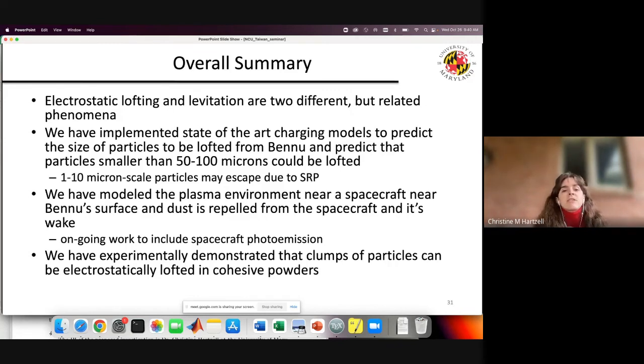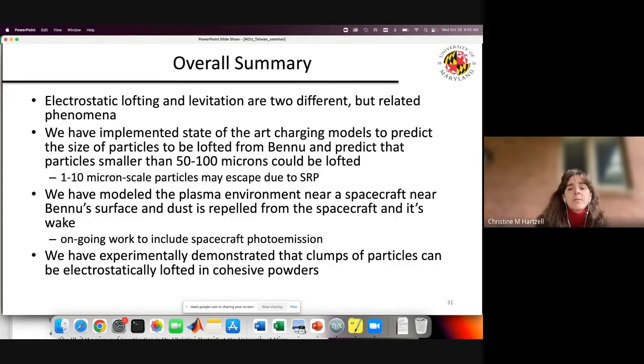Electrostatic lofting and levitation are two different but related phenomena. Lofting is the detachment of the particle from the surface, and levitation is the oscillation of the particle above the surface. We have implemented state-of-the-art charging models to predict the size of particles that could be lofted from Bennu, and the trajectories of the particles after they've been lofted. And we show that these small particles could escape from the asteroid.